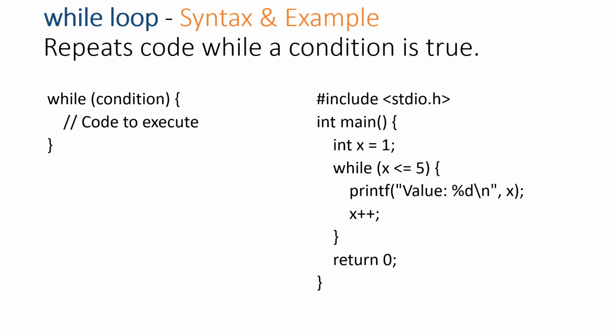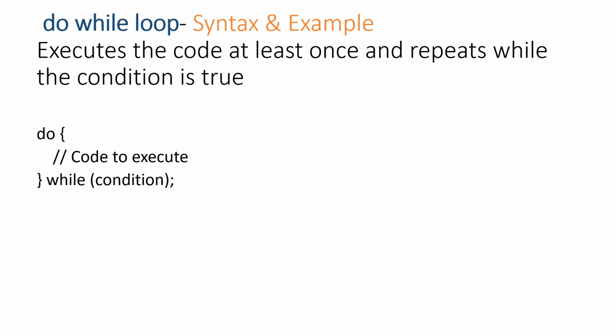You have the declaration int x equal to 1. And if x is less than or equal to 5, it has to print the value of x, and then it increments every time and prints the value. So for this case, the output will be value colon 1, value colon 2, value colon 3, value colon 4, and value colon 5.